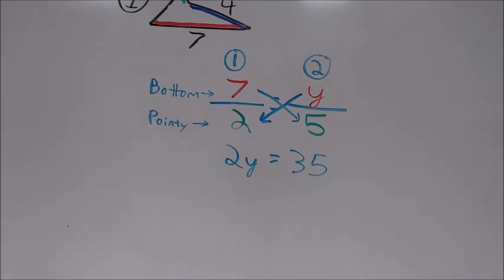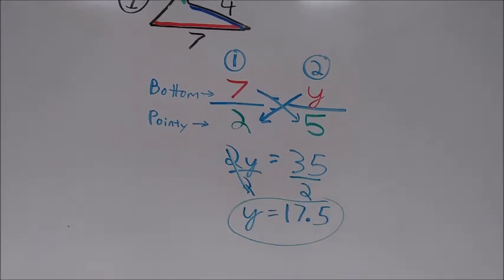Using good old cross multiplication, we can see that y times 2 gives us 2y, and 7 times 5 gives us 35. Dividing both sides by 2 gives us y equals 17.5.